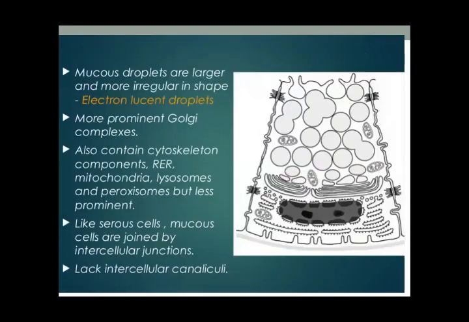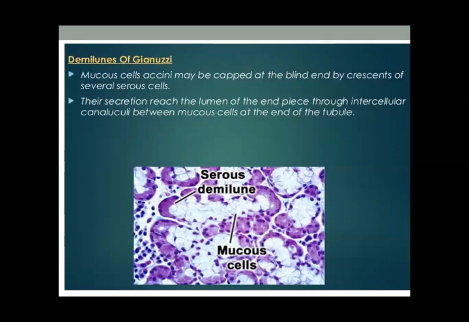Mucous droplets are larger and more irregular in shape, electron-lucent, with a more prominent Golgi complex. The cells also contain cytoskeleton components, rough endoplasmic reticulum, mitochondria, lysosomes, and peroxisomes, but less prominent. Like serous cells, mucous cells are joined by intercellular junctions, but lack intercellular canaliculi. Mucous cell acini may be capped at the blind end by several serous cells, where secretions reach the lumen of the end piece and pass through the intercellular canaliculi between cells at the end of the tubule.